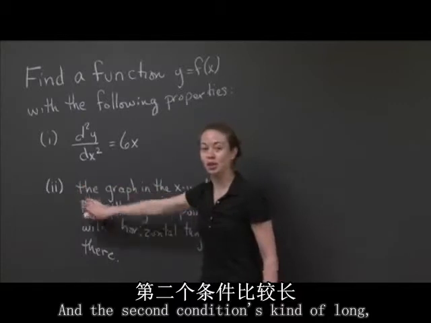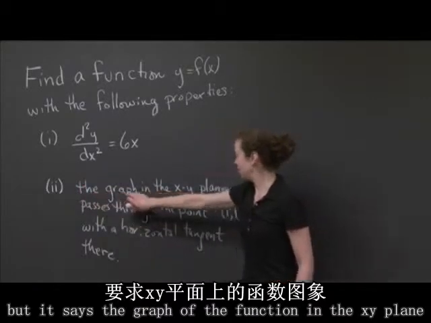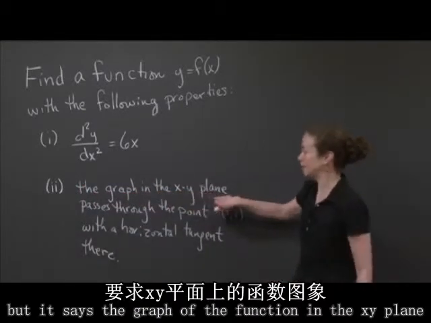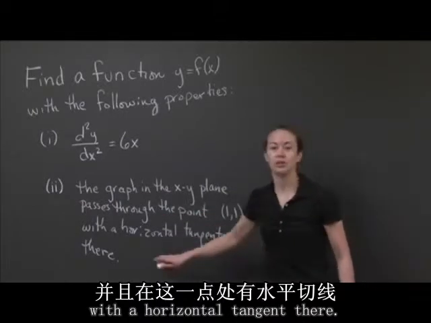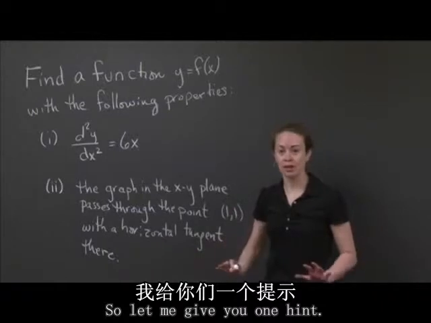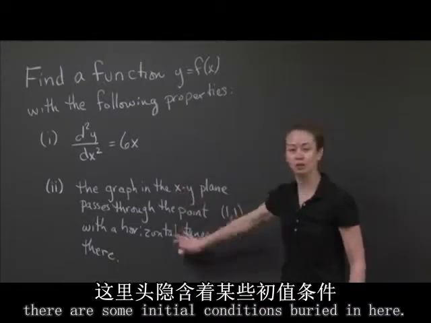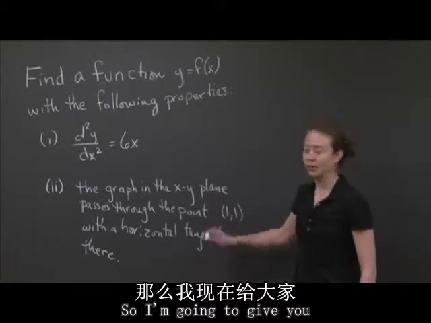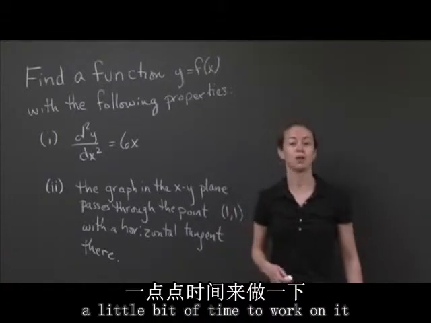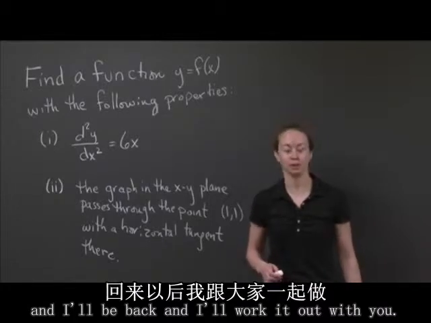And the second condition is kind of long, but it says the graph of the function in the xy plane passes through the point (1, 1) with a horizontal tangent there. So let me give you one hint, and that hint is that there are some initial conditions buried in here. That's why we have this condition. So I'm going to give you a little bit of time to work on it, and I'll be back and I'll work it out with you.